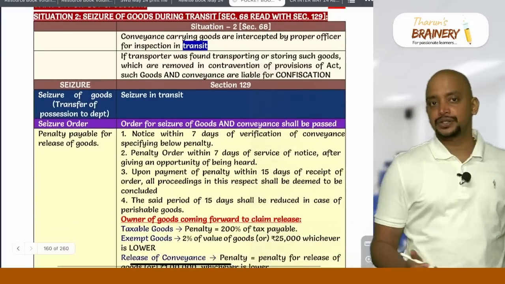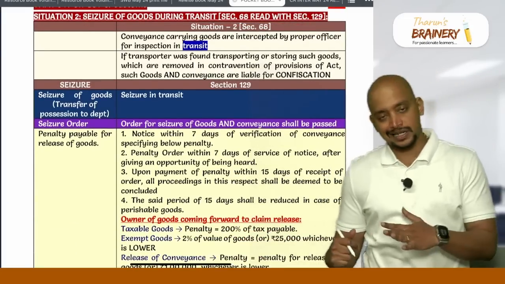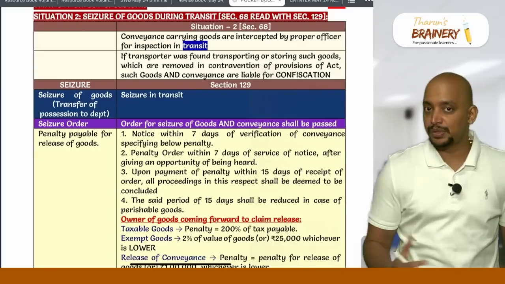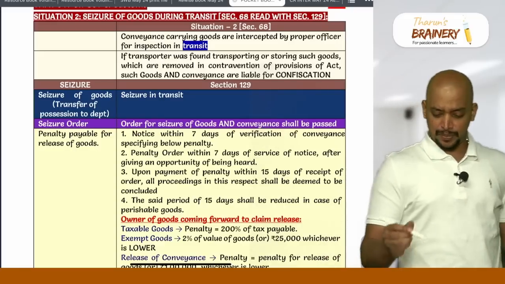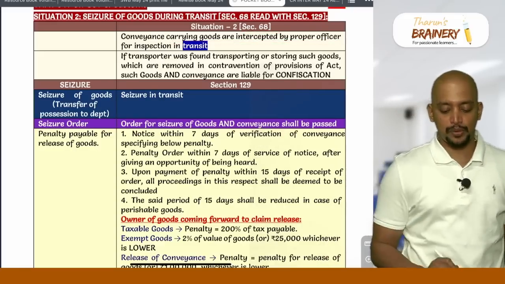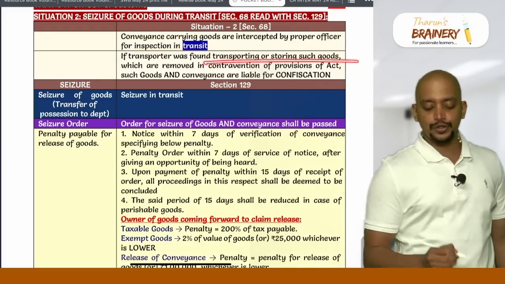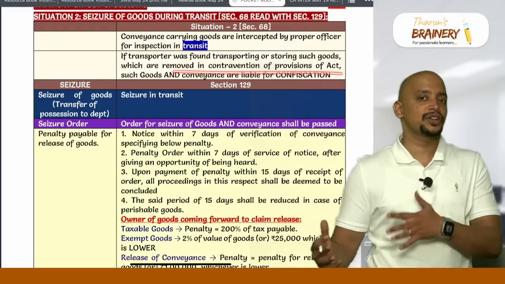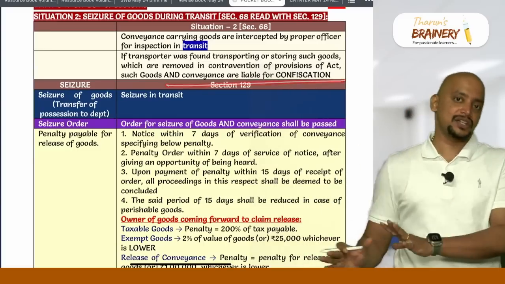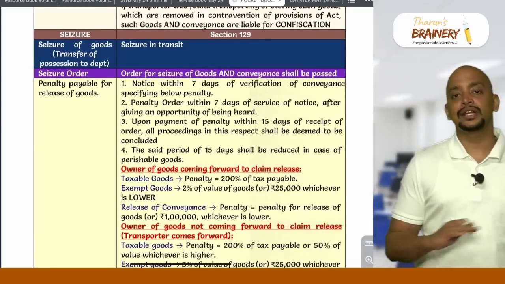Then situation 2 is seizure of goods during the transit. When the goods were in transit, the goods were seized because the goods are not carrying a proper e-waybill or proper documentation. So as per Section 68, conveyance carrying the goods is intercepted by the proper officer for inspection in transit. If the transporter was found transporting or storing such goods which are removed in contravention of the provisions of the Act, such goods and conveyance are liable for confiscation. Both goods and conveyance are liable for confiscation. So basically this is seizure during the transit.